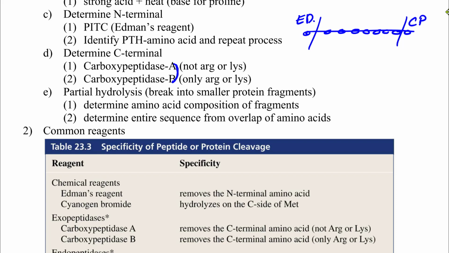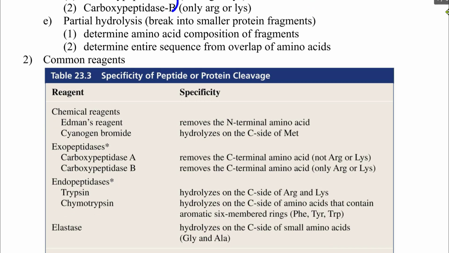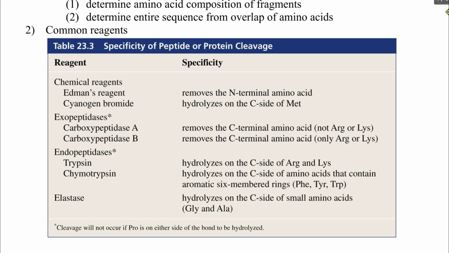Okay. Now, the next thing that you do is you use a partial hydrolysis to break up the peptide into smaller fragments, and then we analyze those fragments. So the types of reagents that we use are listed in this table, and you'll have access to this, of course, when you take your test. But this tells you where each one of these acts. So, for example, I talked about Edman's reagent, which takes the N terminal off. Cyanogen bromide, though, hydrolyzes on the C side of methionine.